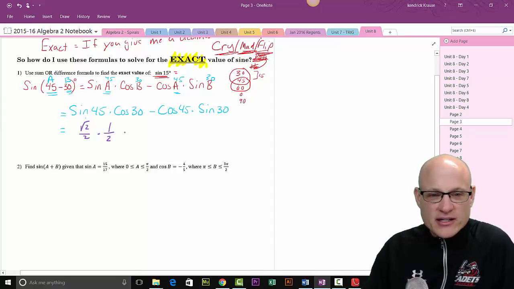Lots of fractions today, kids. But the good news is they're not bad, and they're almost all the same. Cosine 45, square root of 2 over 2, times the sine of 30, which is 1/2. Look familiar? Not bad. Let's go.